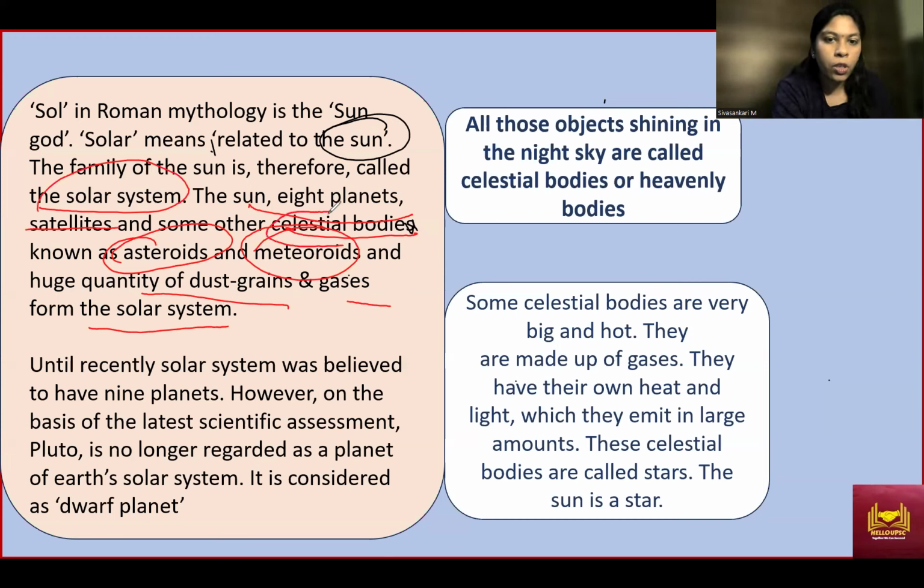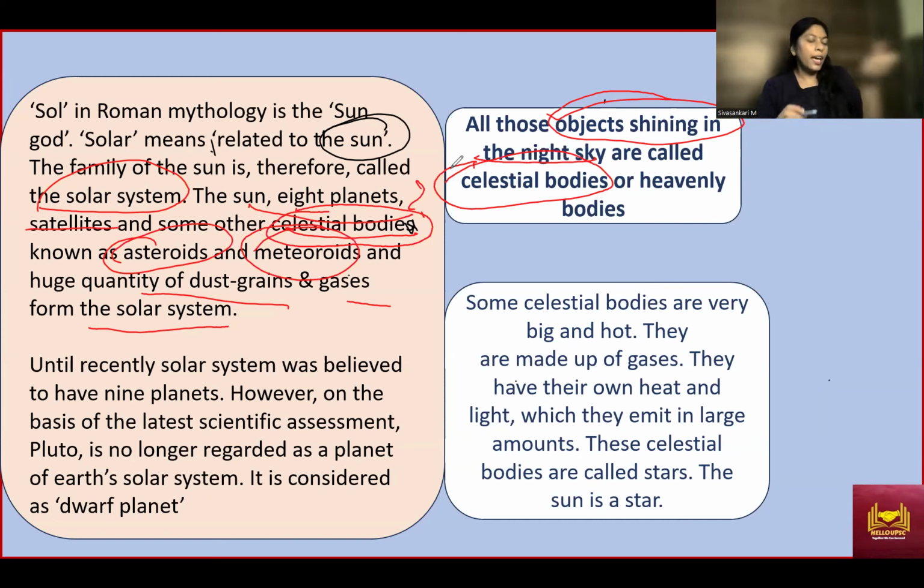Then there comes a word called celestial body. I already told you. I will explain later. So it is here. You can see this. All those objects just shining in the night sky. That's it. All the objects which shine, we call a celestial body. Whether the light it has is its own light, or it has taken from some other one, that doesn't matter. But it should shine. It should glitter. That is called a celestial body or heavenly body. We call this a heavenly body.